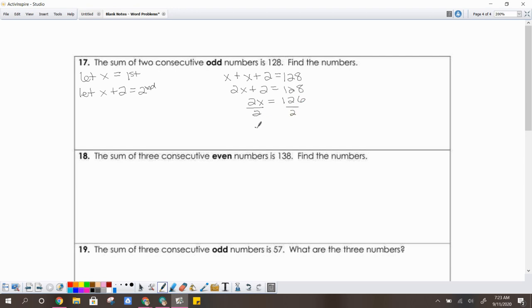And you're going to expect an odd number here because you're looking for the consecutive odd numbers. We do get an odd number. And then this plus 2 would be our second number. So 63 and 65 would be our answer.